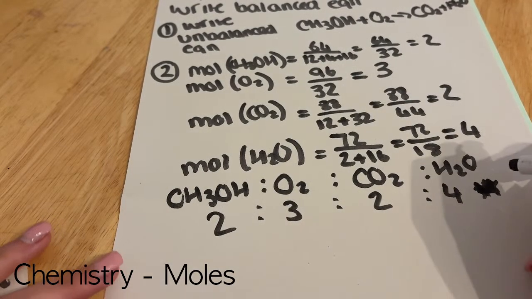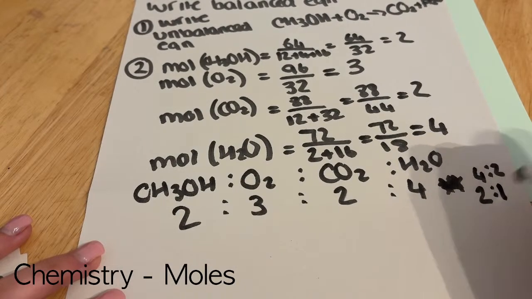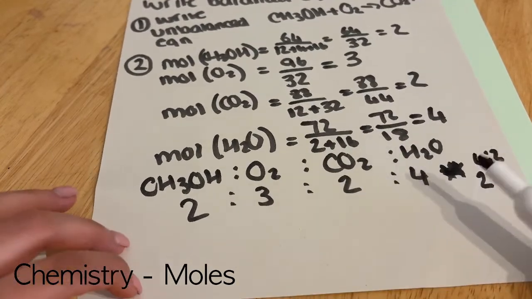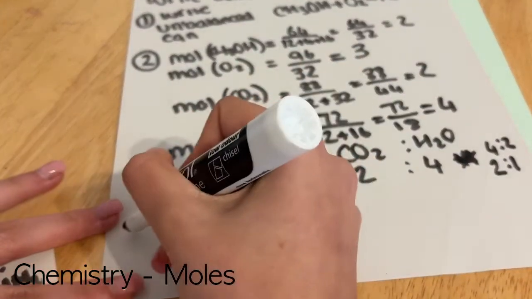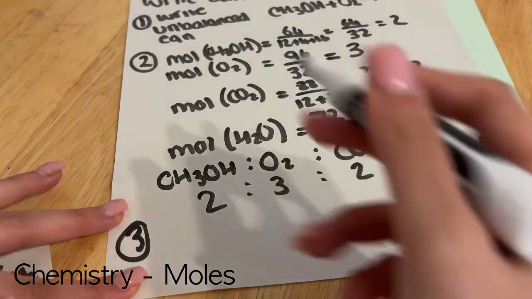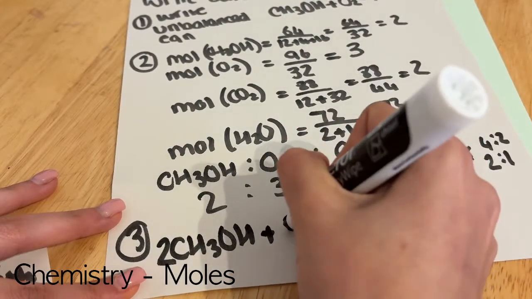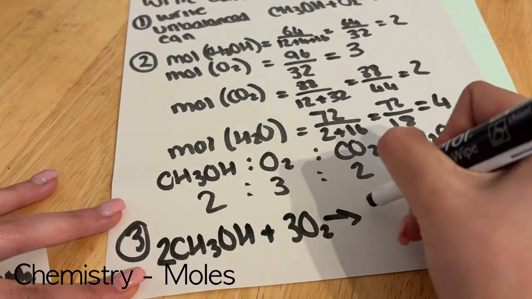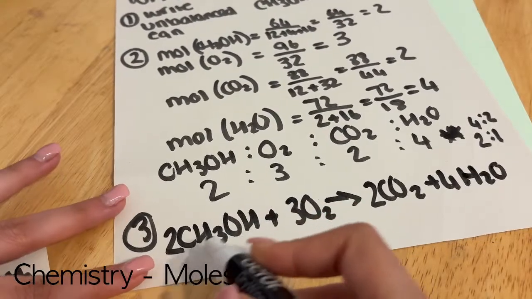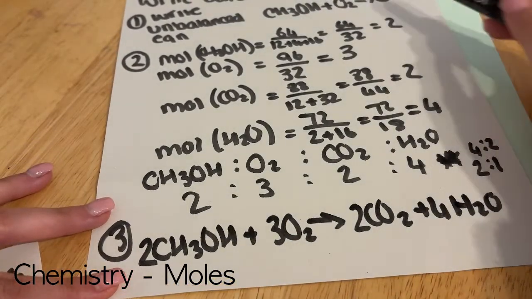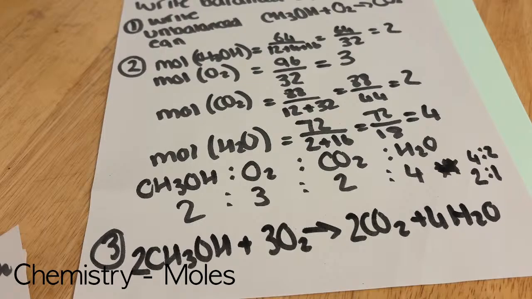But for example, if you had a ratio of 4 to 2, you'd want to simplify that to 2 to 1. This is a key point where students might lose marks just because they haven't simplified the ratio, so make sure that you do that. And then the third step is to write the balanced equation. So we know that we're going to have 2 methanol plus 3 oxygen, which goes to 2 carbon dioxide plus 4 water. We've worked out the molar ratio by using all the masses and all the moles to write the balanced equation. So those are the 3 points to getting the 3 marks that will be in this question.